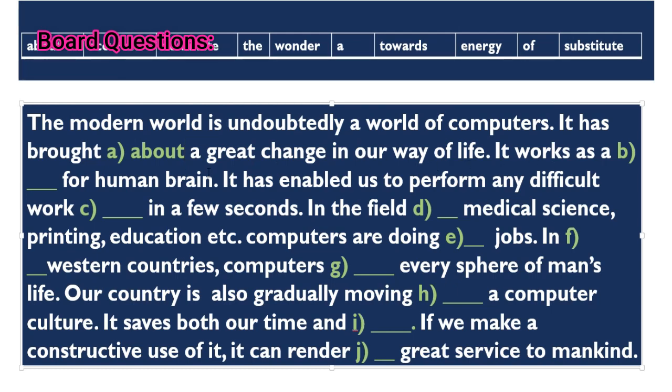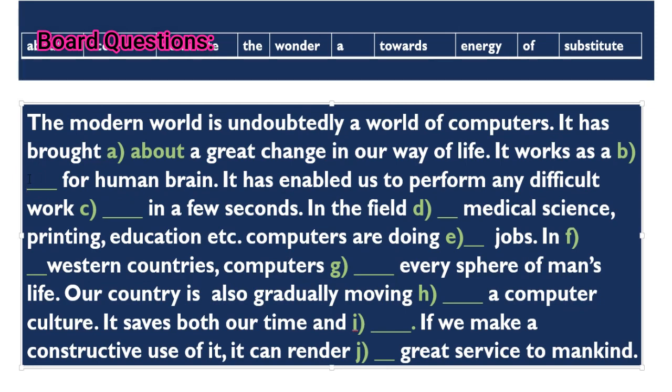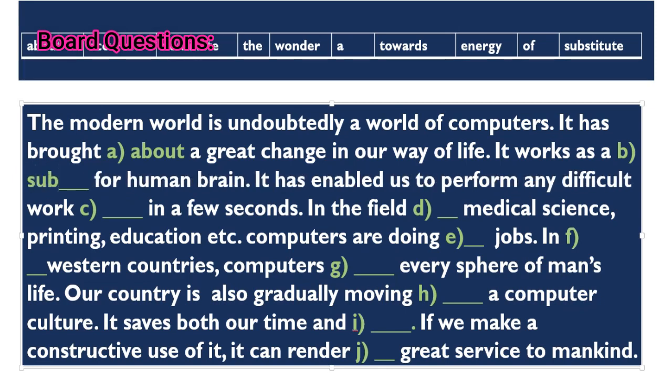It works as a dash for human brain. "As a" is an article, and I told you that after an article we use a noun. So what is the noun that can be used here? We have to see whether it is appropriate or meaningful with the sentence or relevant with the context. That is "substitute". If we use substitute, it will be: it works as a substitute for human brain.